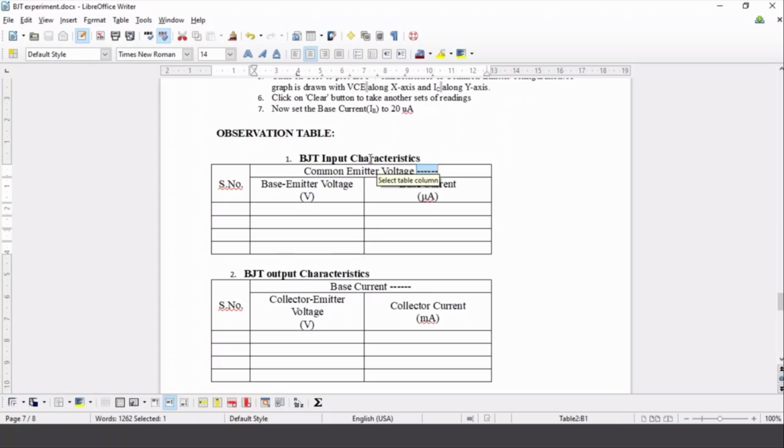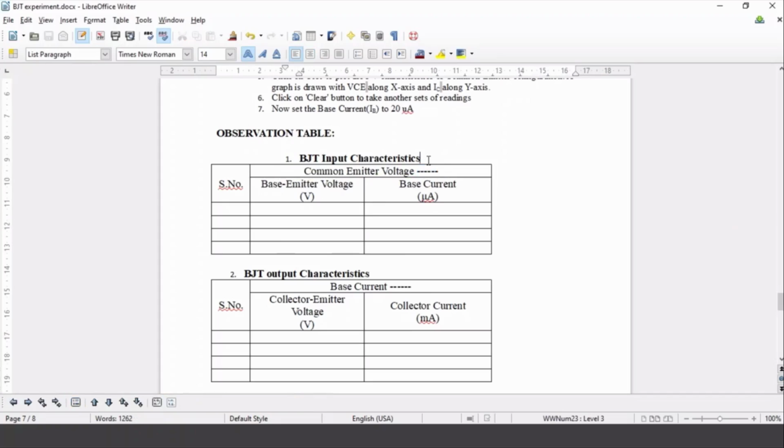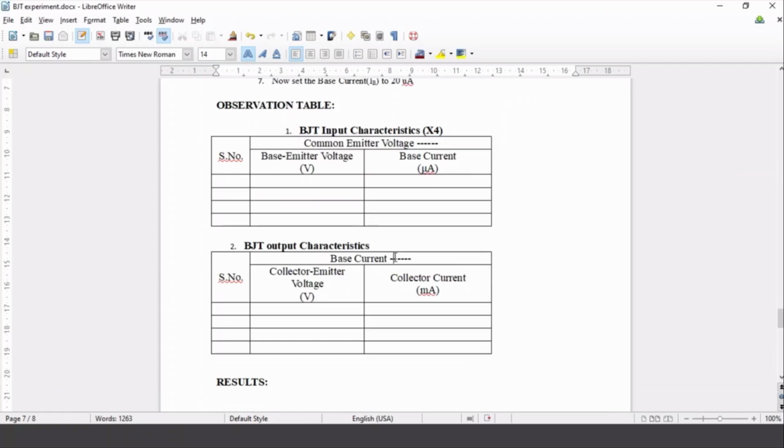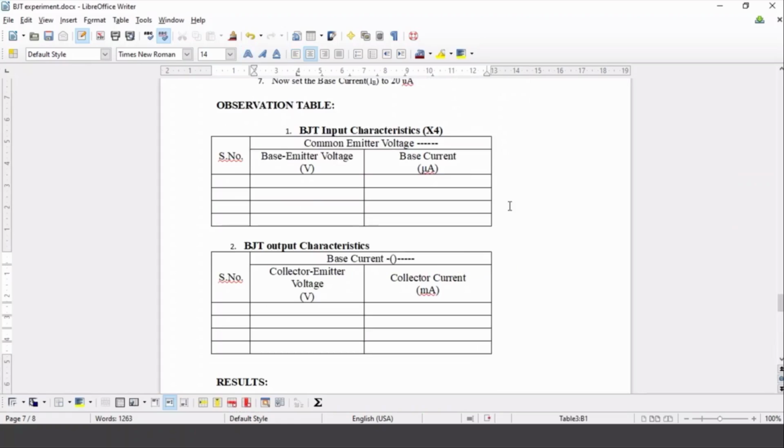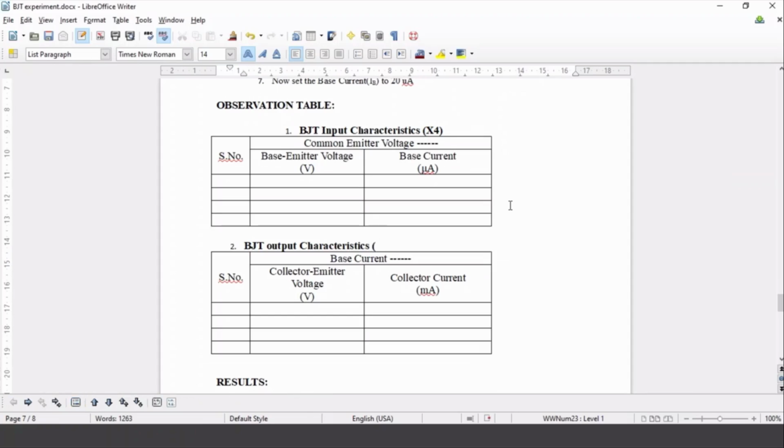So for input characteristics, how many tables will you have? You will have 4 tables here, at VCE1, VCE2, VCE3 and VCE4. And for base current in this particular case, how many observation tables will you have? Two tables you will have. So this is into 4 and into 2.